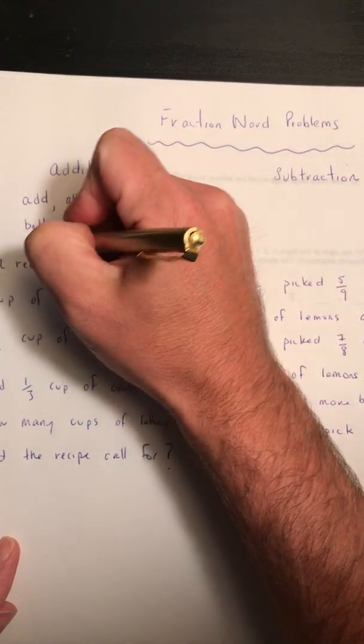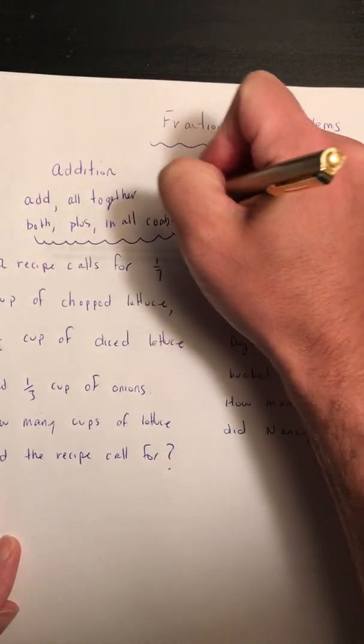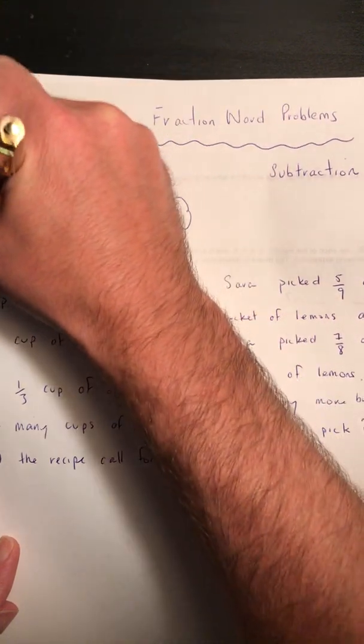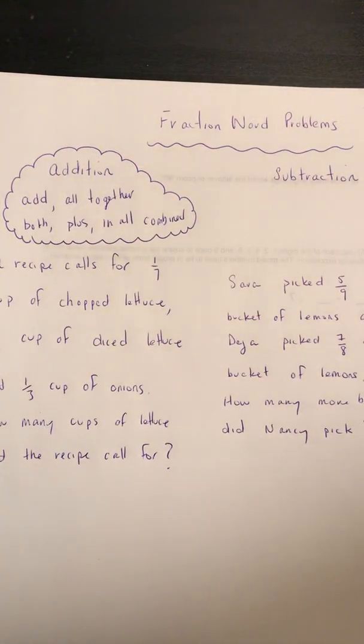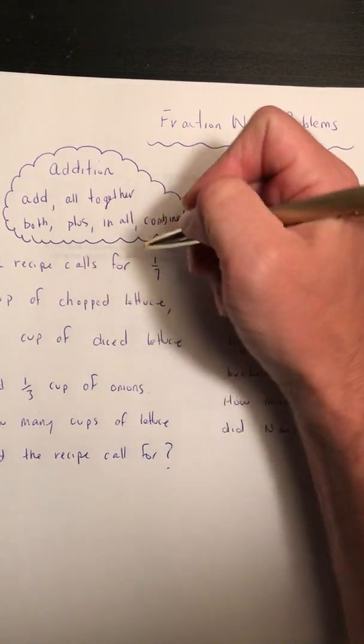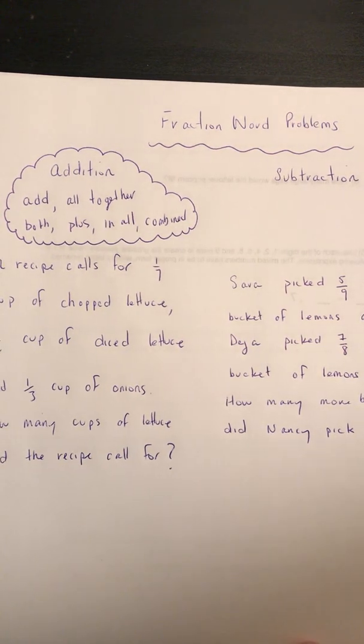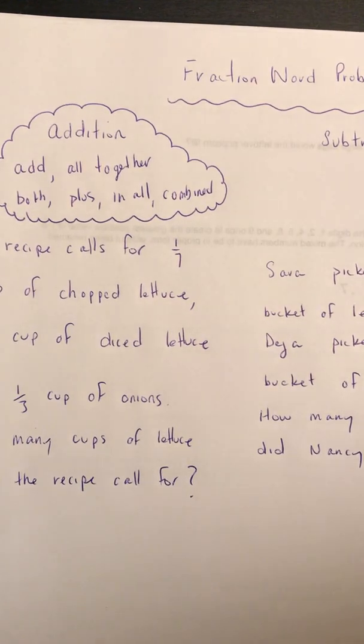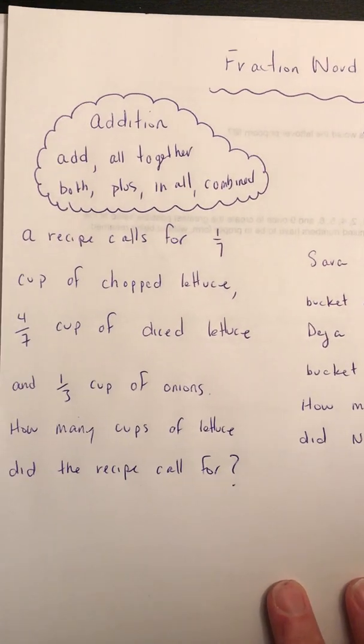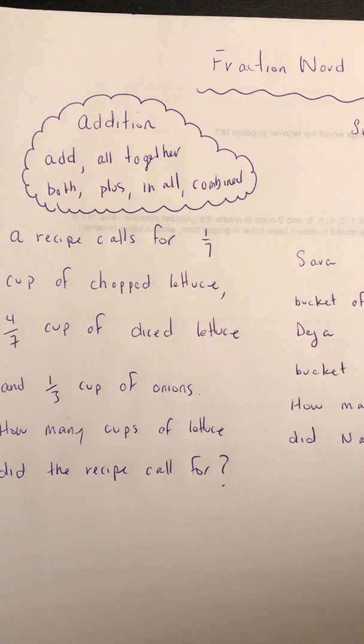Okay. So you can have a look there, right? Add, altogether, both, plus, and in all, combined. Think about that when you're looking at fraction word problems, okay? Let me just zoom in here a little bit. Okay, here's our question. There's a trick in here, okay? See if we can find it.